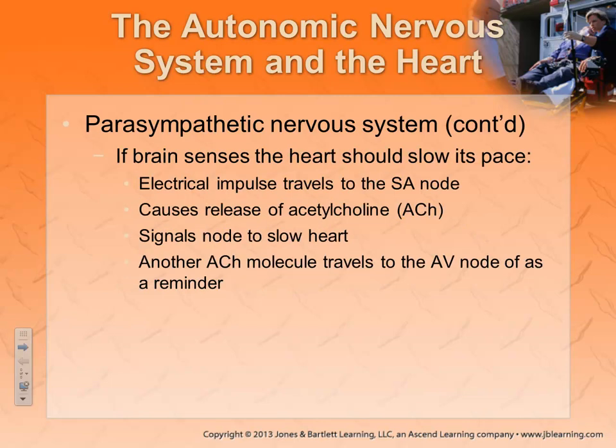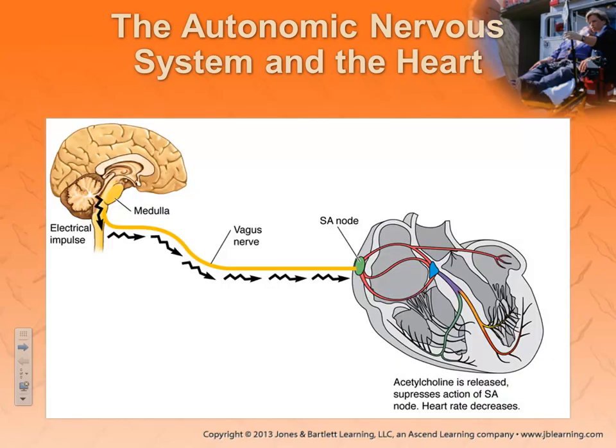If the brain senses the heart should slow its pace, the parasympathetic nervous system is going to engage where it's going to go to the SA node. Acetylcholine, ACH, is the primary chemical mediator of the parasympathetic nervous system. So if the parasympathetic nervous system engages the heart, it's going to release acetylcholine. This signals the heart to slow down, and then more acetylcholine is going to go to the AV node to tell the AV node, hey, we're slowing down, don't try to pick up, don't try to pace the heart. We got this, we're good.